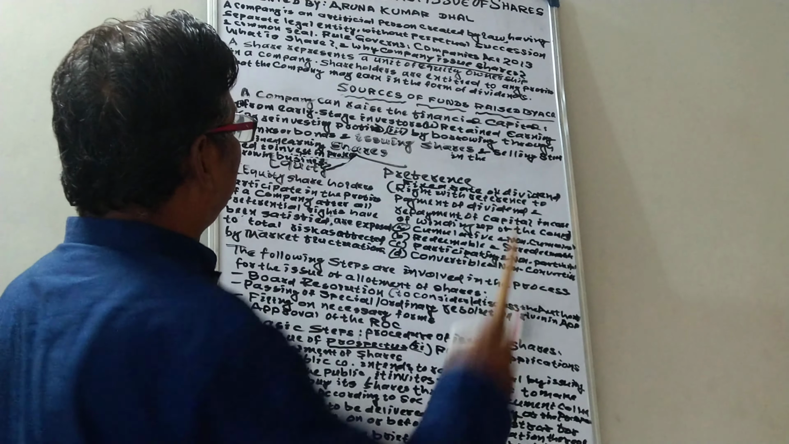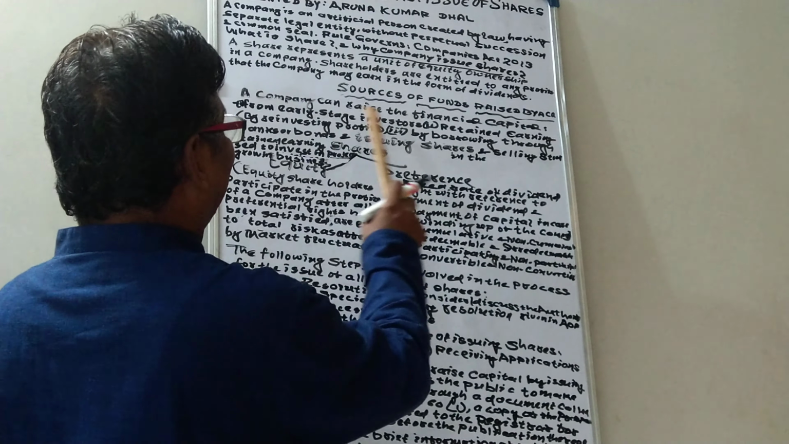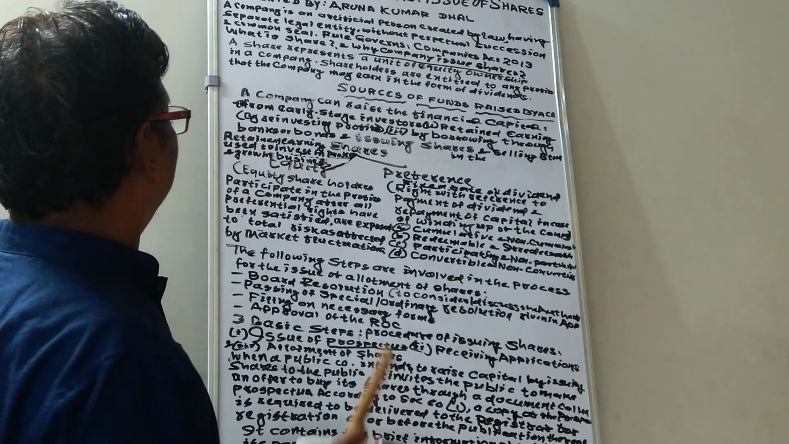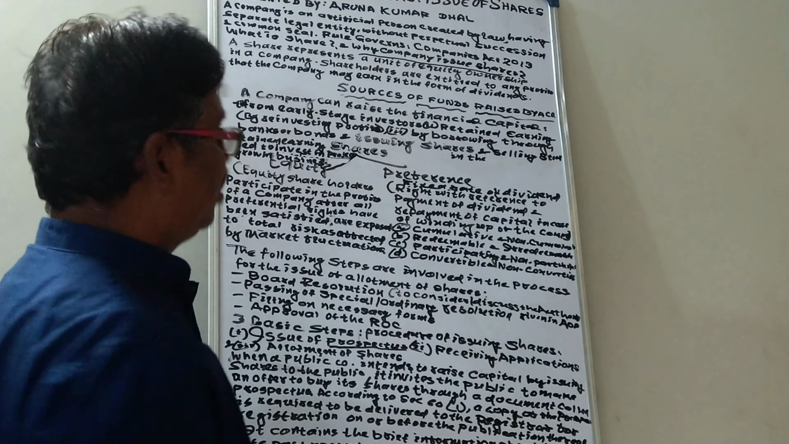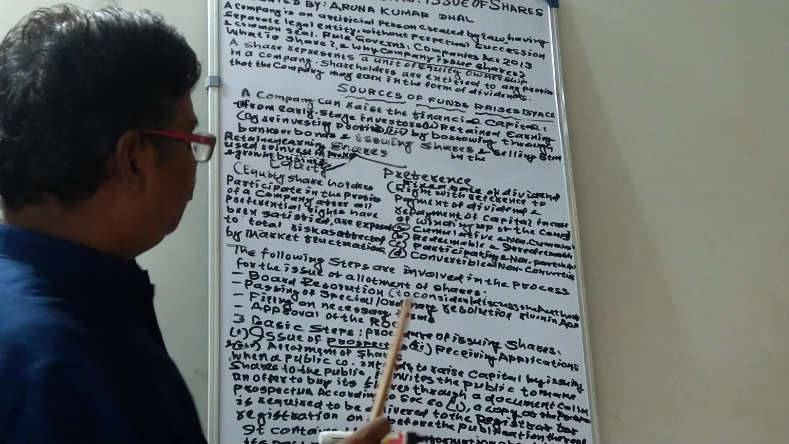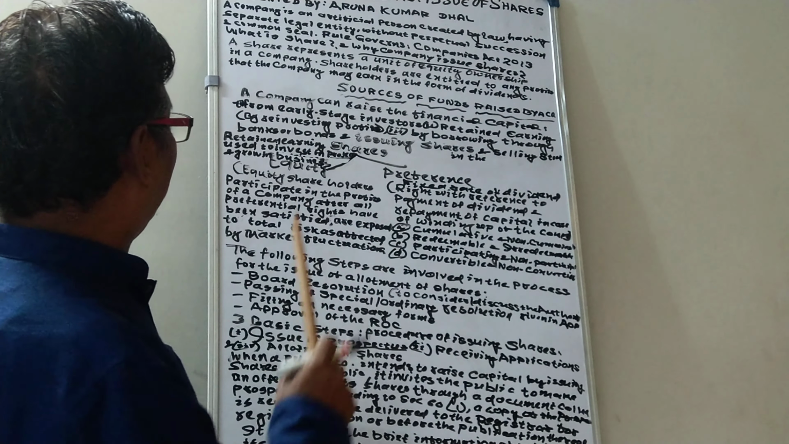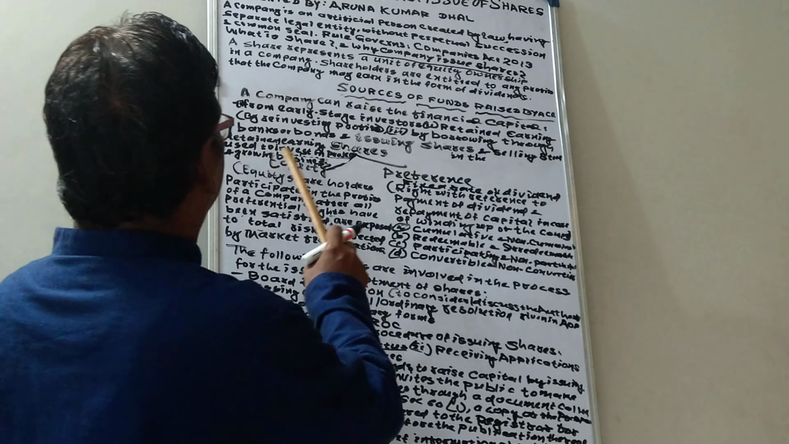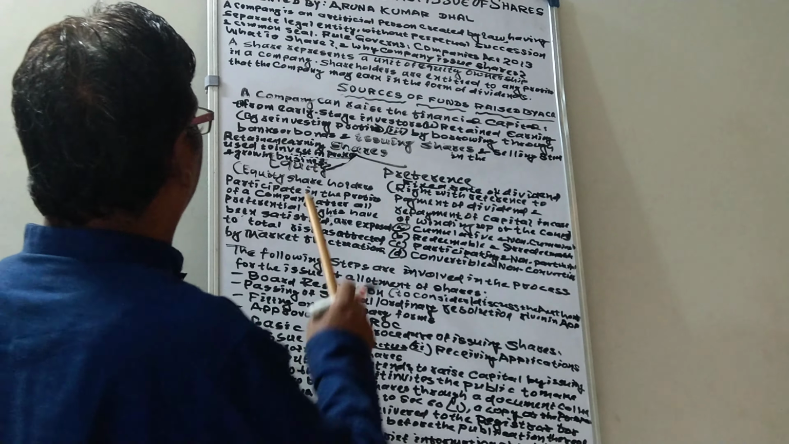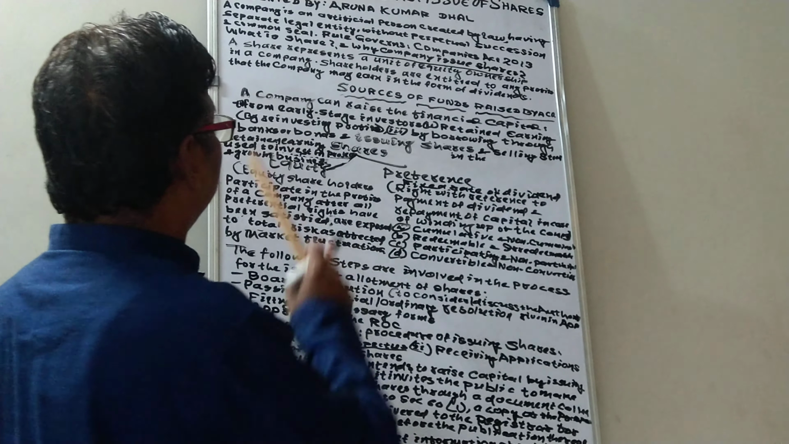Then what are the sources of raising funds by a company? A company can raise financial capital from early stage investors. That means those who have invested at the beginning are the early stage investors. Then retained profit, that is the profit left after paying dividend to the shareholders and other expenses and provisions. So retained earnings are used to invest in projects and grow the business.